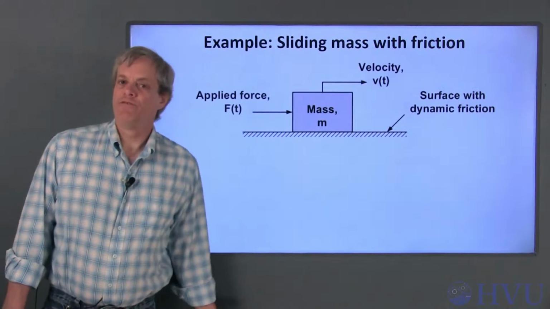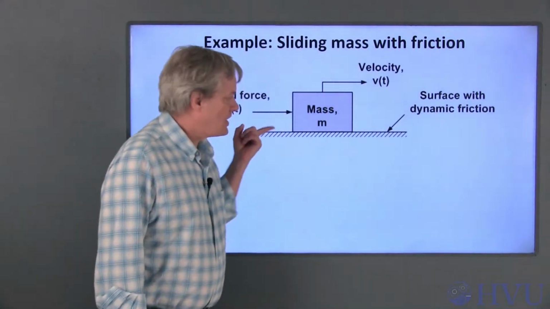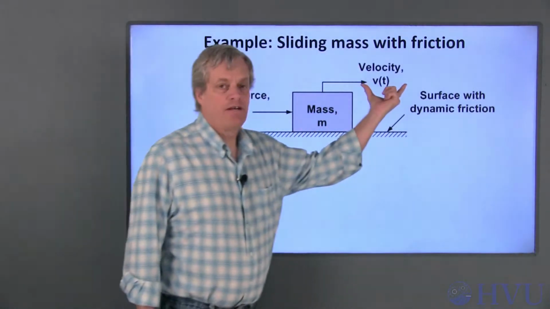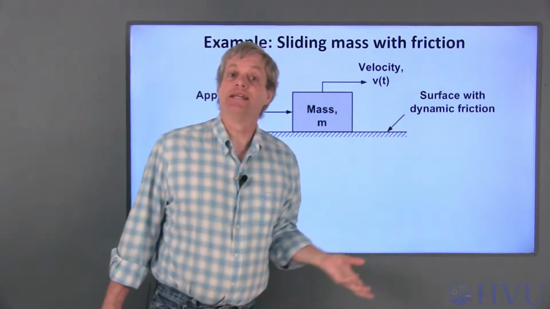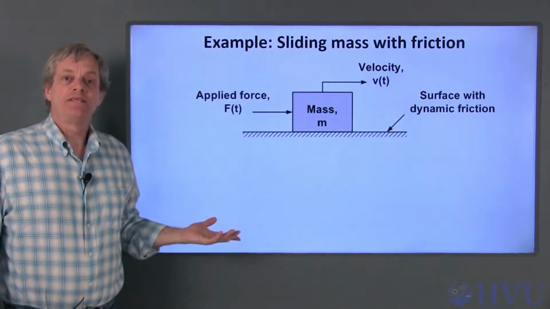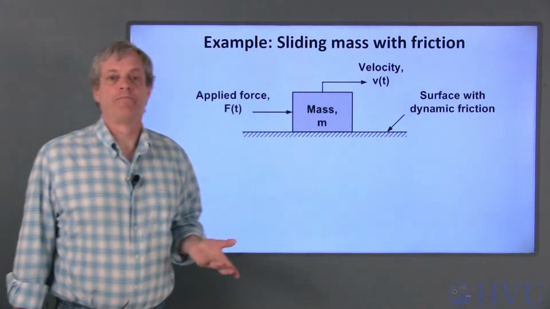We've already talked briefly about one example of a system that stores energy, a mass sliding on a surface that has some friction. This system stores energy in the velocity of the mass. The kinetic energy of the mass is the mass times the square of the velocity. The system also dissipates energy as heat because of the sliding friction.